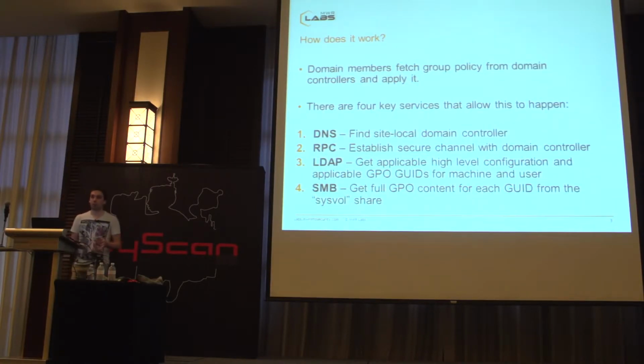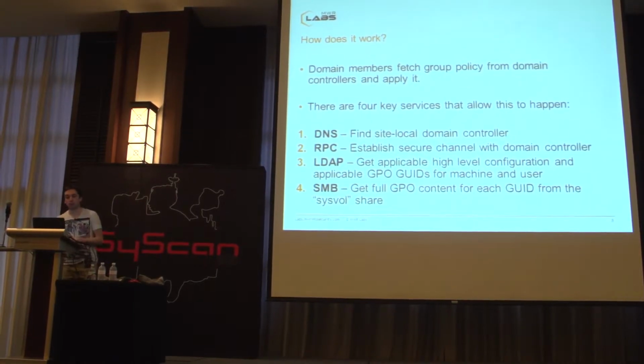So, how does it work? We're considering a very high-level view here of what's relevant to this talk, really. But there's four key components we'll consider here. There's the initial step of using DNS. So if you've got a domain member talking to a domain controller, you'd use DNS. The domain member would try and find out, which domain controller do I speak to via DNS.